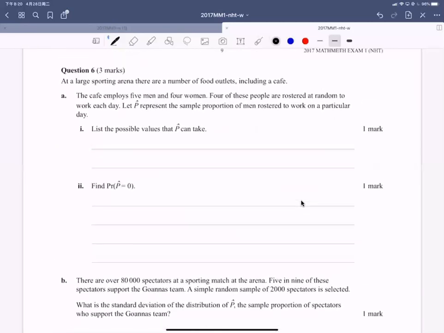At a large sporting arena, there are a number of food outlets, including a cafe. The cafe employs 5 men and 4 women.